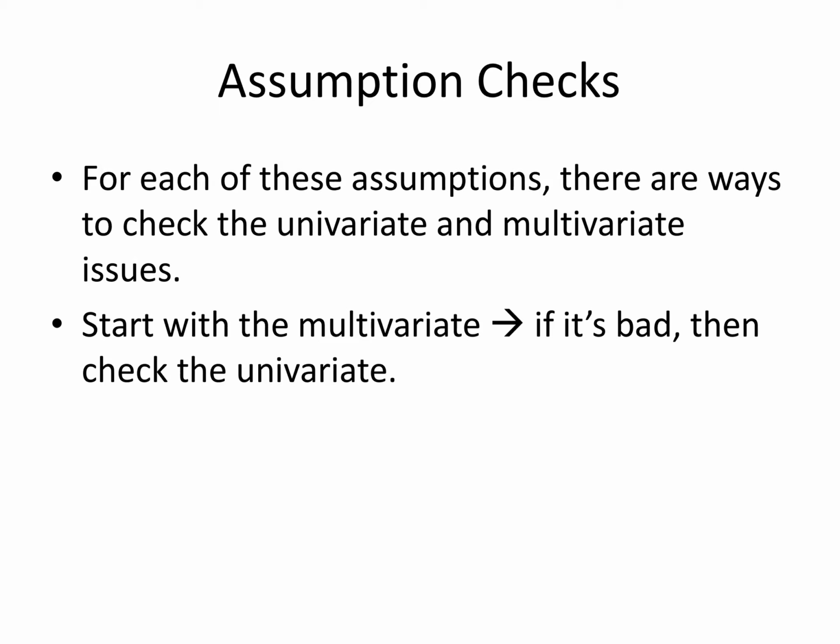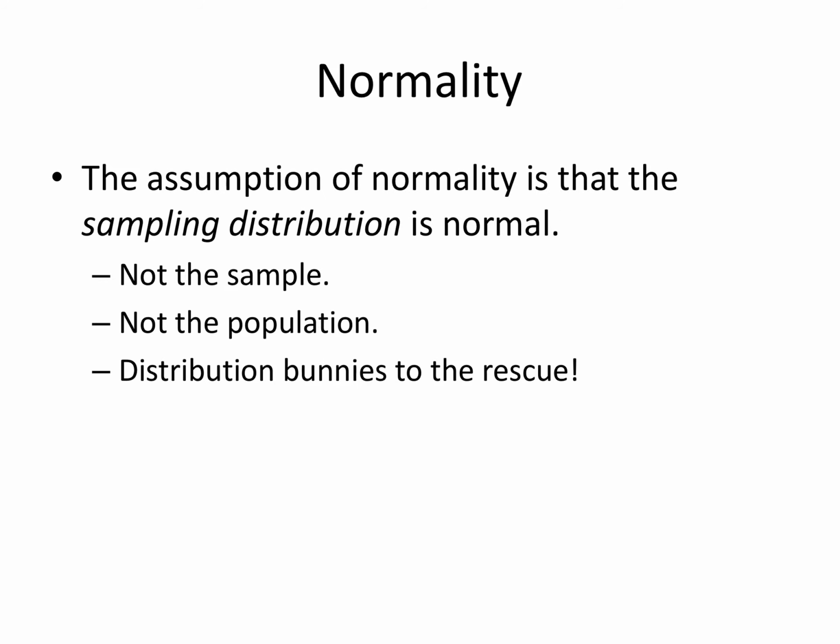For each of these assumptions, there are ways to do this in a univariate fashion and a multivariate fashion. I'm going to teach you the multivariate fashion because it will always apply. But if our multivariate data assumption checks end up being bad, I might then tell you to break apart the univariate pieces and see which variable is bad. Okay. So let's start with normality.